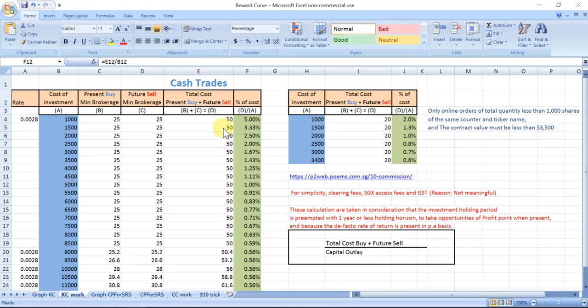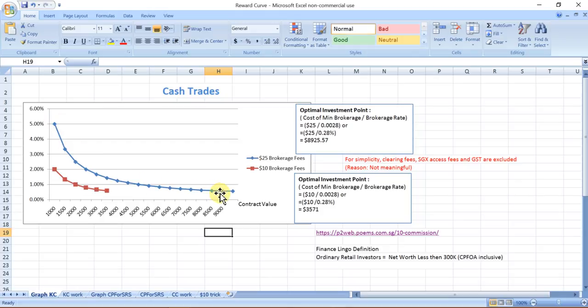Over here, we then divide the total cost by the cost of investments, which works out to a percentage highlighted in this green column. Once we identify all the percentage points, we plot them on the graph, and we arrive at this blue line. On the graph, you notice it tends to be very steep downwards in the 1,000 to 3,000 region. Thereafter, the curve gets straighter, and at about 9,000 the curve is literally flat.